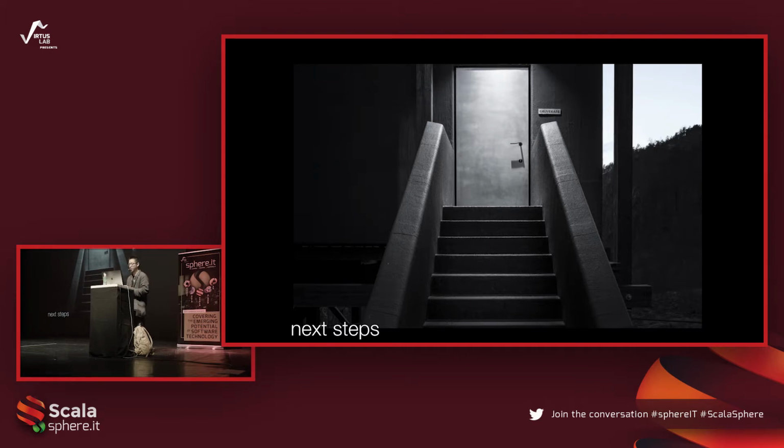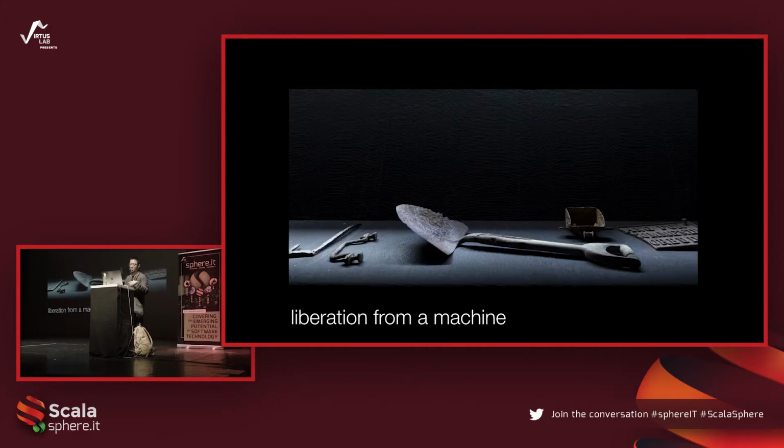So here are some of the next steps. And these are a mixture of different ideas. I'm not going to take credit for all these ideas because some of them are already worked on by others, my colleagues, or people who have been doing it for many years. So here are next steps towards what we can do as an ecosystem. I think one of the goals we should try is liberation from a machine. And what does that mean?